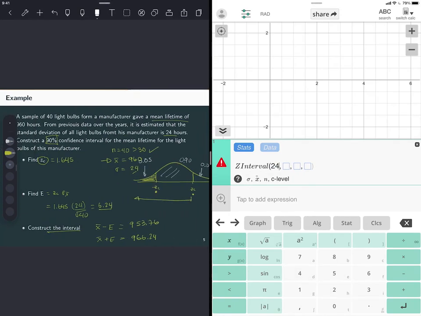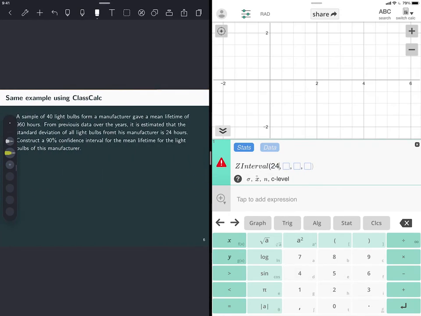Is that what I used over here? Yeah. And then the x hat is what I got from my sample. That's the 960. Now the n, the sample size we're using, is 40. And the last thing I ask you is for the confidence level, we put it as a decimal, so 0.9. And there you go. It gave us directly the 953.75 and the 966.24.